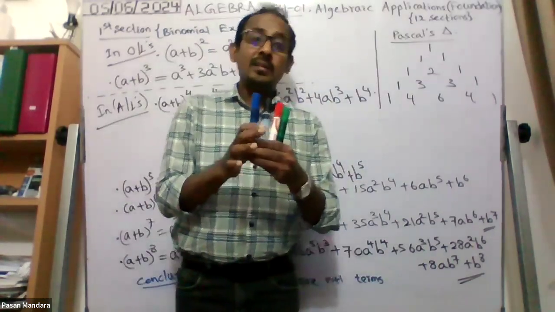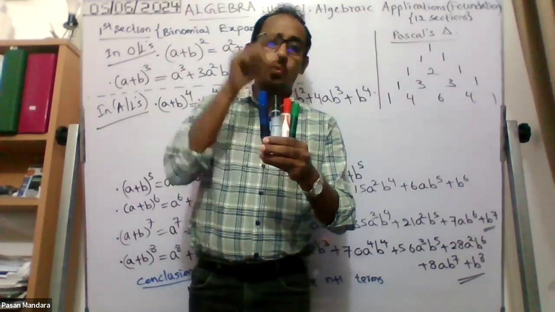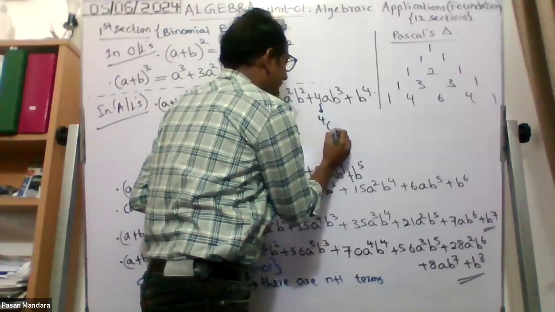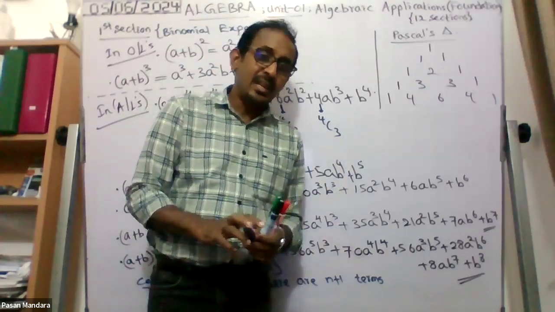How many ways you can select 3? 1, 2, 3, 4. Selecting 3 is also this. How selecting 3 and selecting 1 be same? There's a nice story for that.